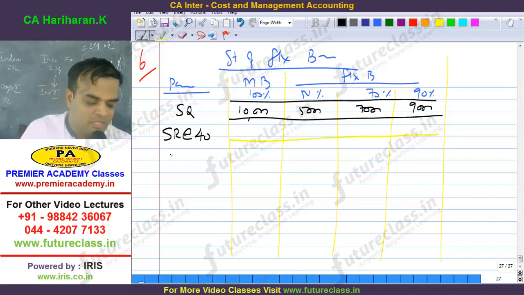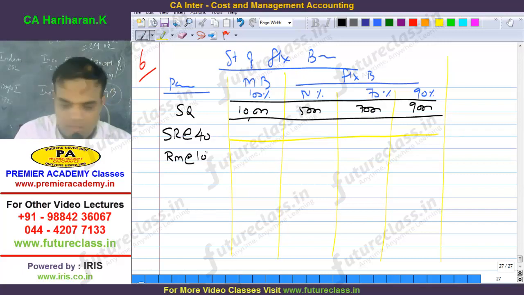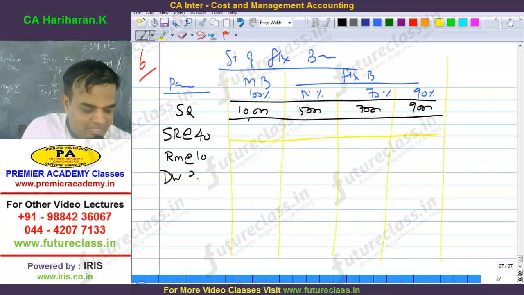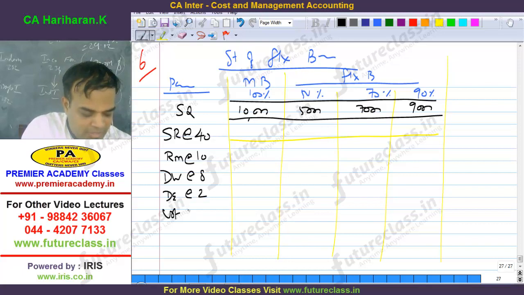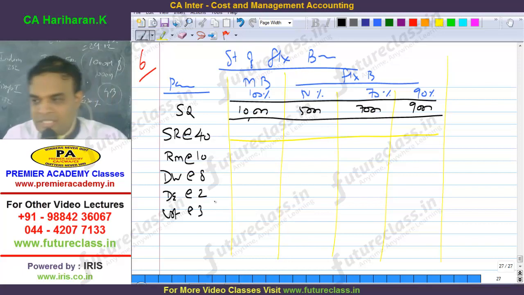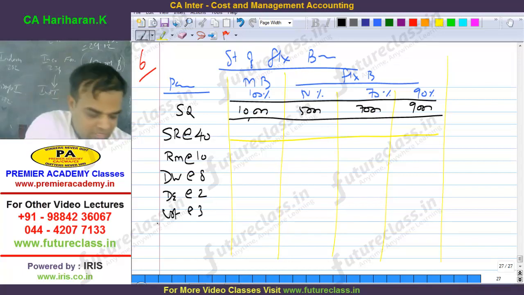Now, expenses. What are the first expenditure? Raw material at the rate of 10 into respective column. Direct labor wages at the rate of 8 into respective column. Direct expenses at the rate of 2 into respective column. Next, variable overhead at the rate of 3. Just go to the multiplication.